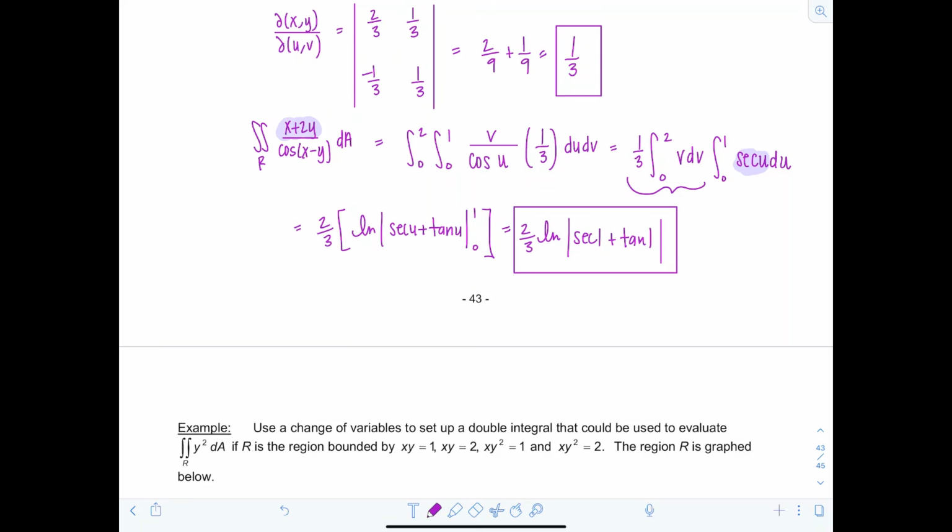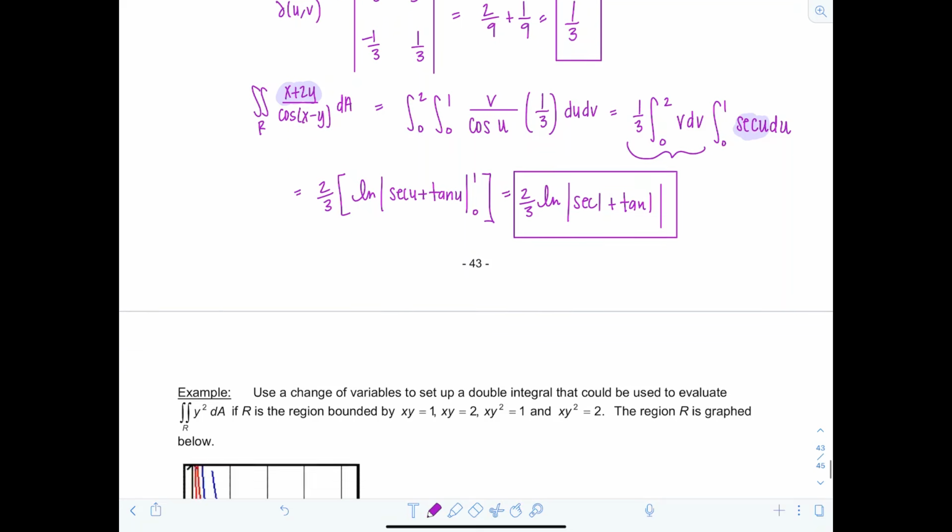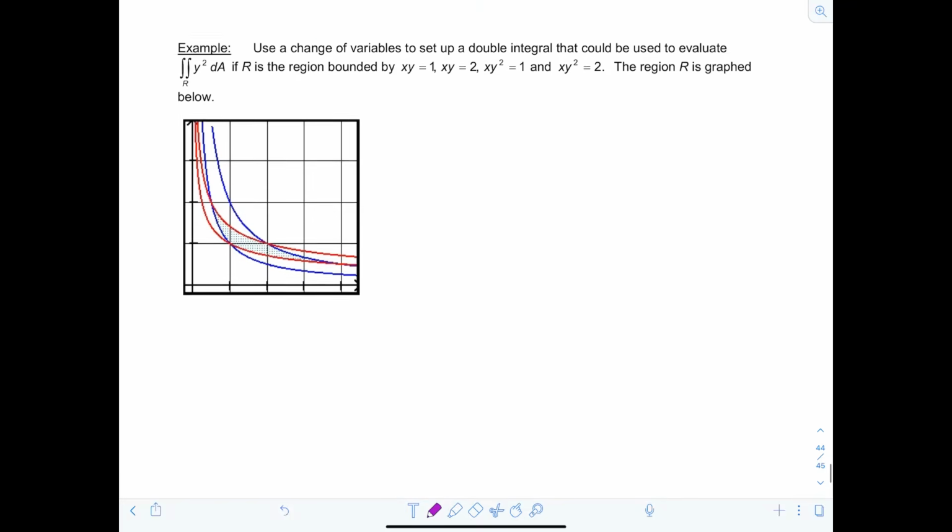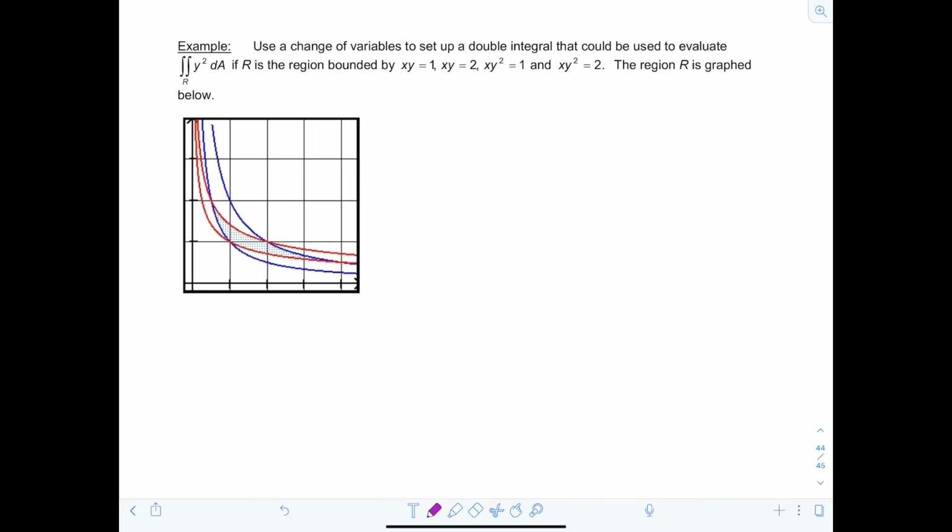Okay, one more fancy little one. This time we get some help with the graphing, okay? So use a change of variables to set up a double integral that could be used to evaluate the double integral over R of y squared dA if R is the region bounded by xy = 1, xy = 2, xy squared = 1, and xy squared = 2. And the region R is graphed below.